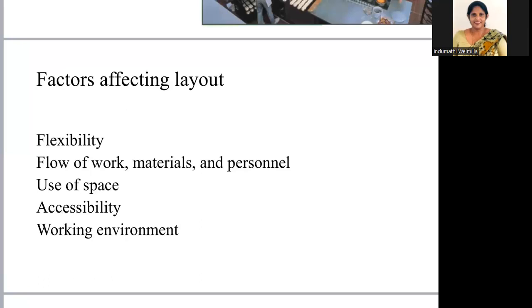Very correctly. And another one is working environment. This is another more important factor, because the layout should ensure that the working environment is conducive, right?